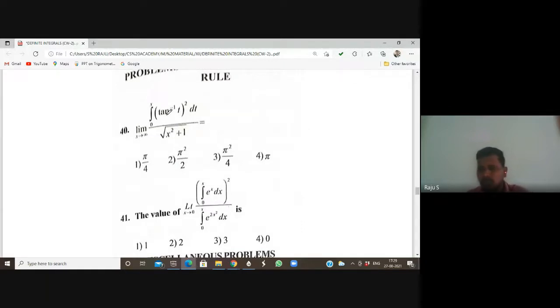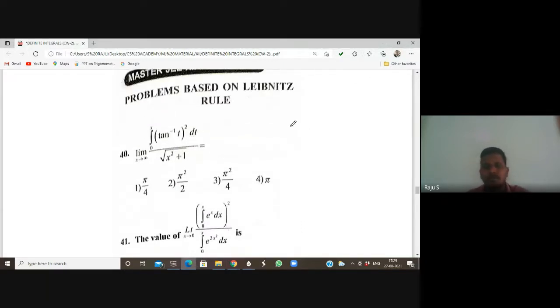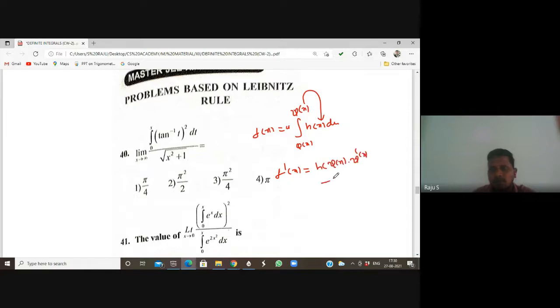Coming to the Leibniz rule. What is the Leibniz rule? First of all, you want to know it. For example, f of x is equal to the integral from phi of x to psi of x of h of x dx. When I want to find f dash of x, I differentiate, taking d by dx of this value. First replace x by the upper limit in h, multiplied by psi dash of x, minus h of the lower limit phi of x multiplied by phi dash of x. This is called the Leibniz rule.